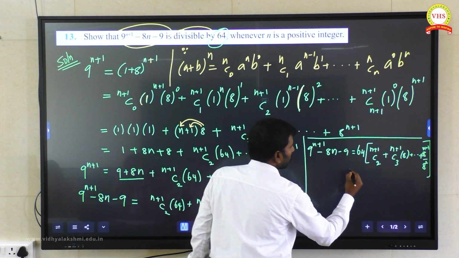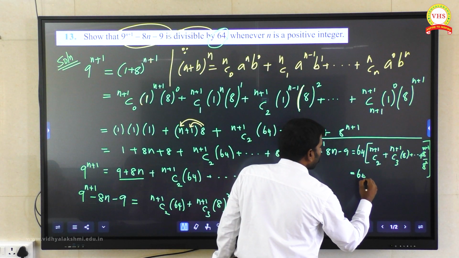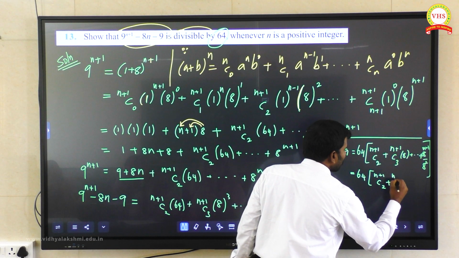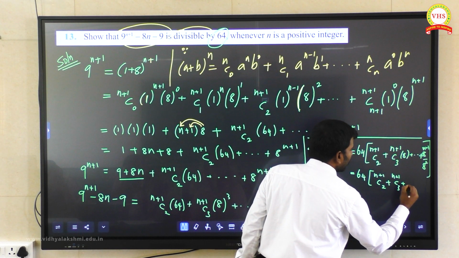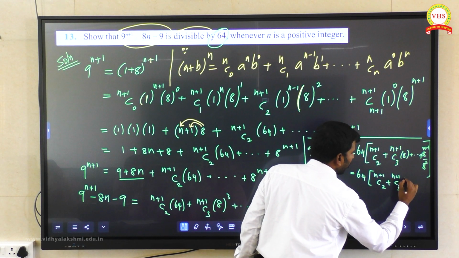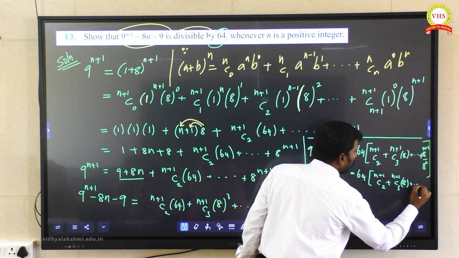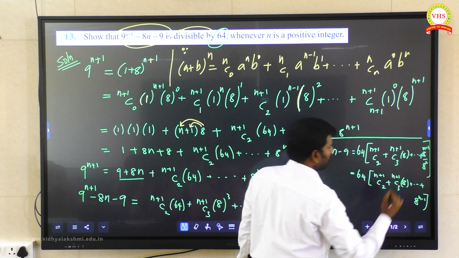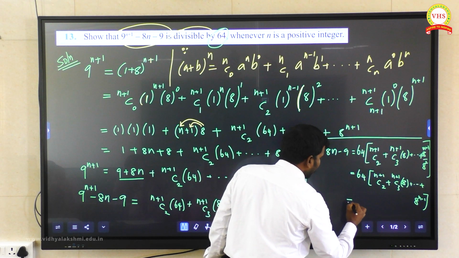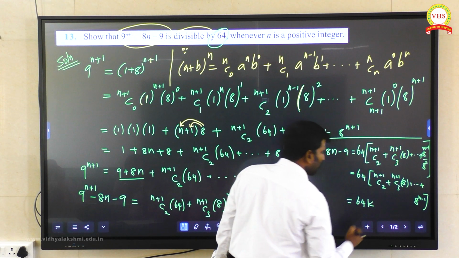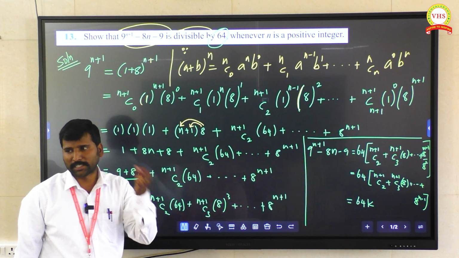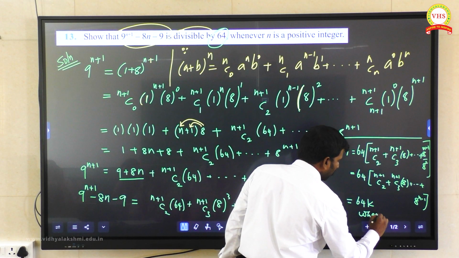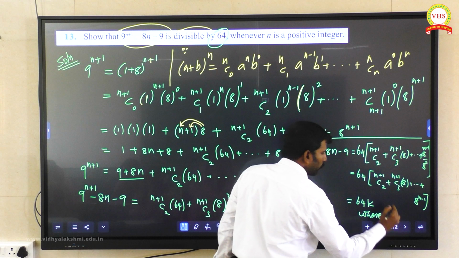Okay. Now here, one more step. n plus 1 C2 plus n plus 1 C3, sorry, one more 8 is there, into 8. It's going till 8 power n minus 1 after you subtract. This whole thing I am going to take as k, some constant, it can be anything. So you write there, where k equals the whole thing.